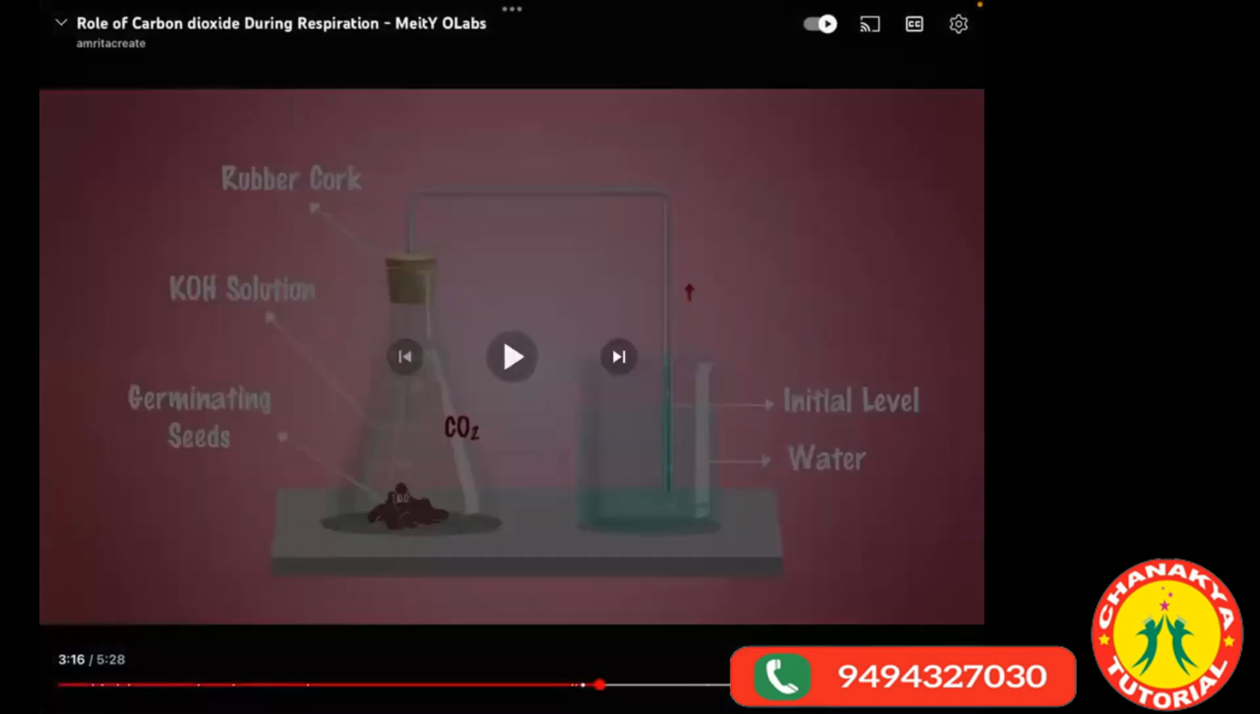Now, understood? See what happened. The germinating seeds are releasing CO2, and that CO2 will be absorbed by the KOH. And when it starts absorbing the CO2, a vacuum will be created in the delivery tube, and because of that, the water level in the beaker will start rising. So initially, maybe the level of the water was 50 ml. Later on, it becomes 60 or 65 ml, depending upon the surroundings.